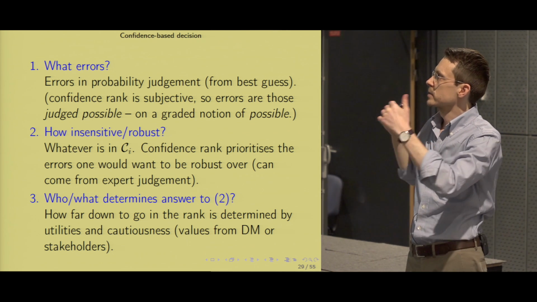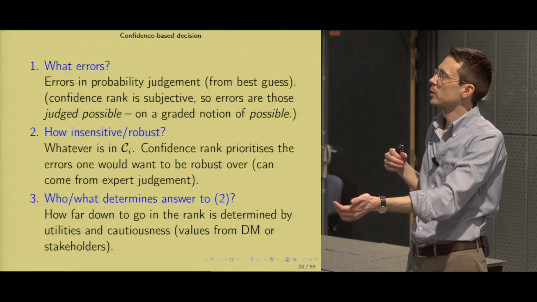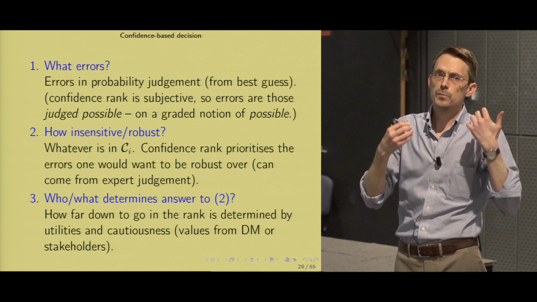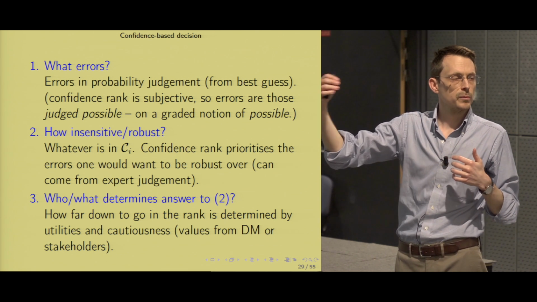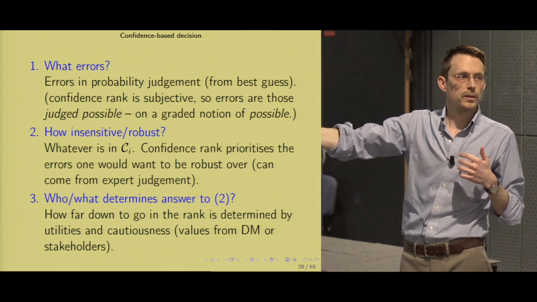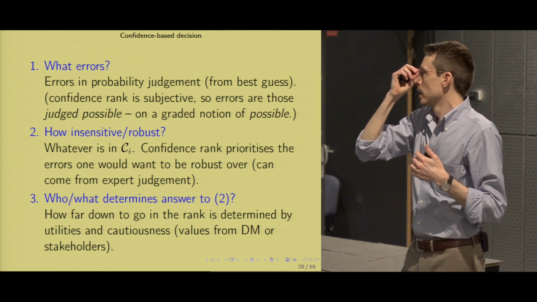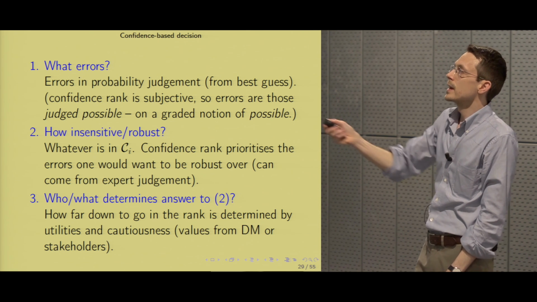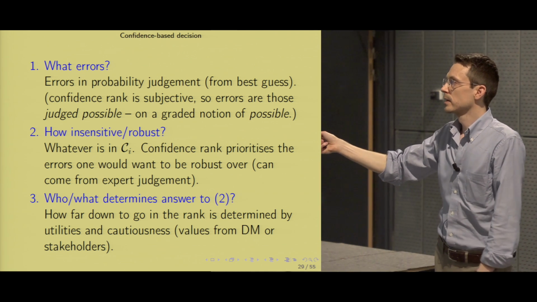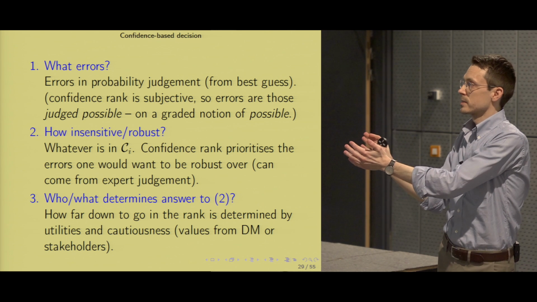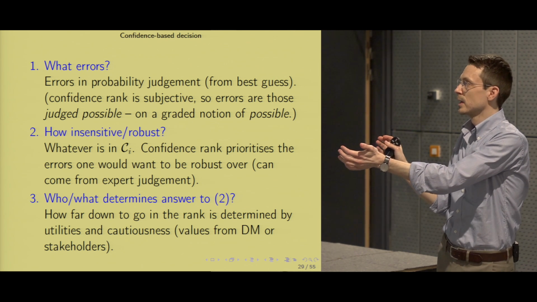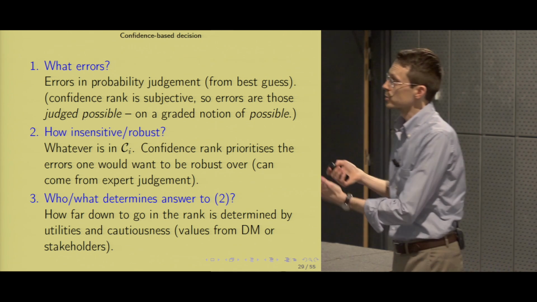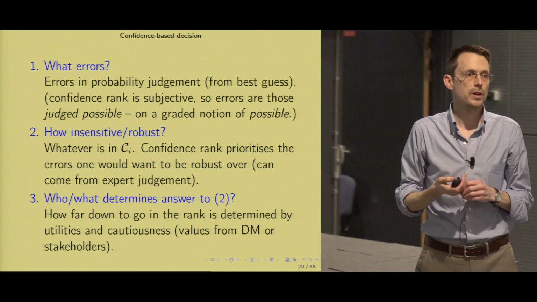The confidence rank itself prioritizes the errors that one would want to be robust over. And this can come from the person making the decision. It can come from experts. It can come from scientific assessment, whatever you prefer. And then how far down you go in the ranking to see how much robustness is going to be examined, that's determined by the utilities and cautiousness, which values come from the decision maker or from stakeholders.